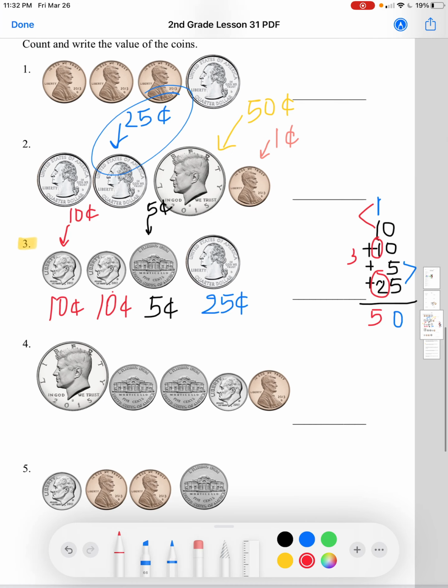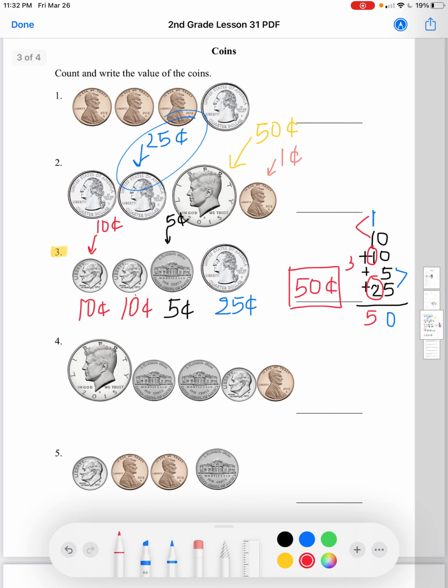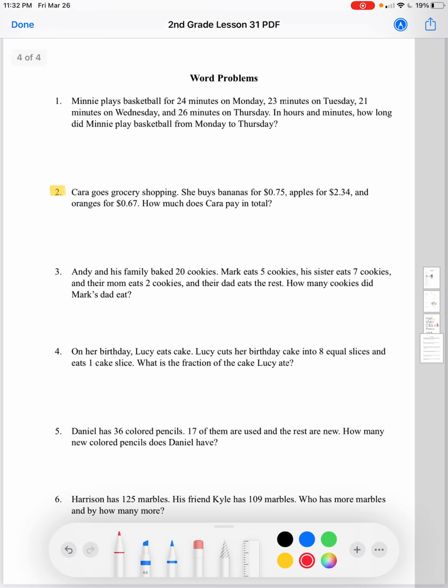So this collection of coins equals 50 cents, sorry, 50 cents. And that's how you count and add up coin values. Let's go over word problems now.